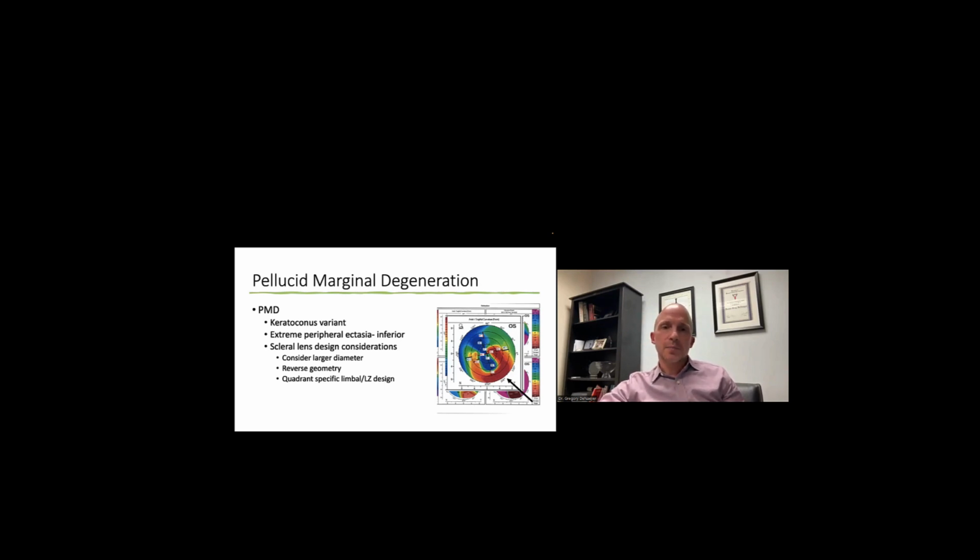I'll tell you, I typically don't have to do too much extra for these patients, other than potentially a little bit larger diameter, maybe a reverse geometry type of design, and they'll typically do well. Certainly, we get better centration for these patients using a scleral contact lens than we would with a corneal GP lens.